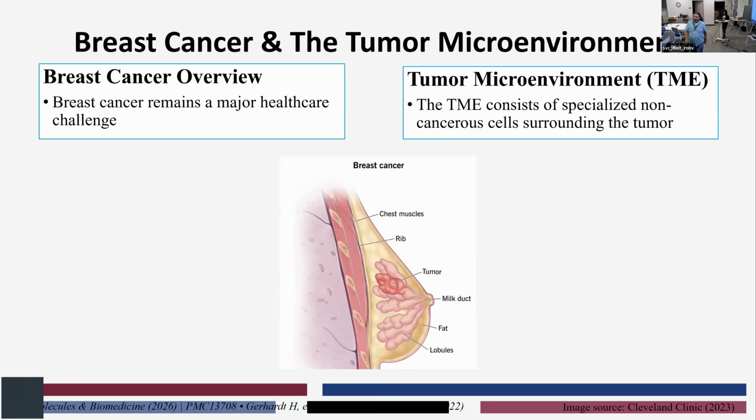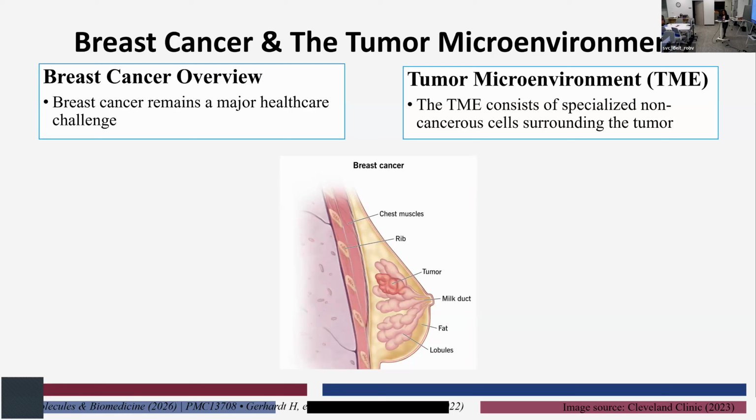To begin, breast cancer remains one of the most significant health challenges worldwide. Traditionally, we think of cancer as being made of only cancer cells, but tumors are actually much more complex than that. Cancer cells exist within what is called the tumor microenvironment. The tumor microenvironment includes many normal non-cancerous cells that surround the tumor, such as blood vessels, immune cells, fibroblasts, and parasites.